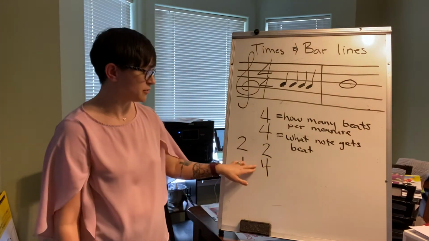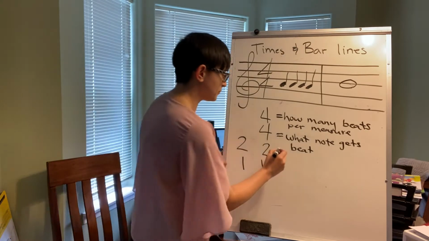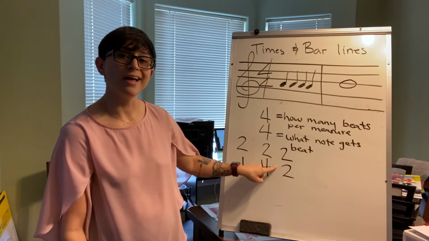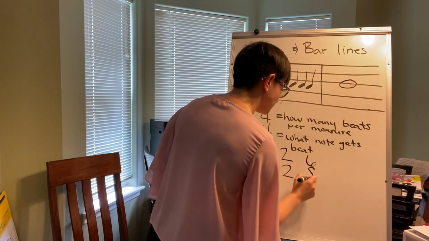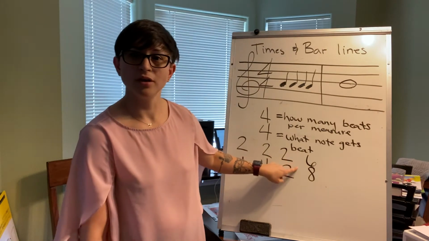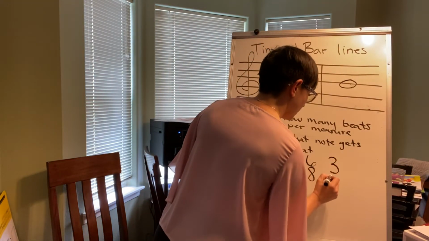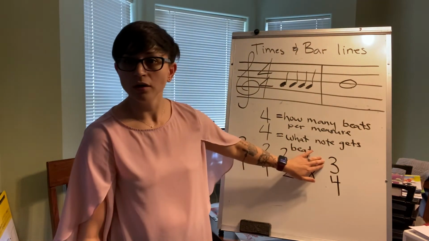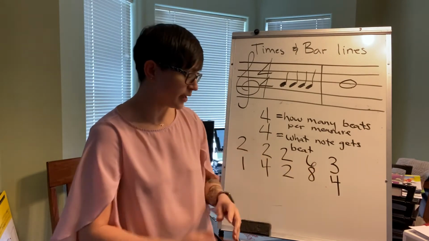I know that the bottom note's not different, but what if we have 2/4? You got 2 beats in the measure, quarter note still gets the beat. 2/2, 2 beats in the measure, half note gets the beat. 6/8, 6 notes or 6 beats in a measure, your 8th note gets the beat. Again, not super different, but 3/4, 3 beats in a measure, 4 is the quarter note gets the beat, okay?